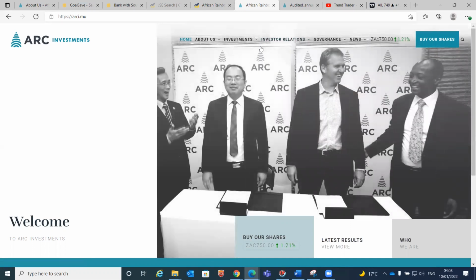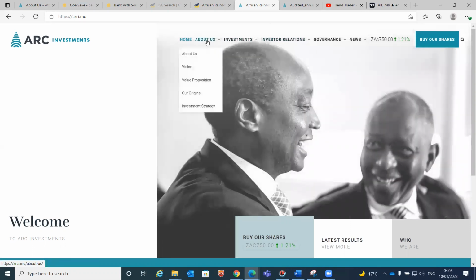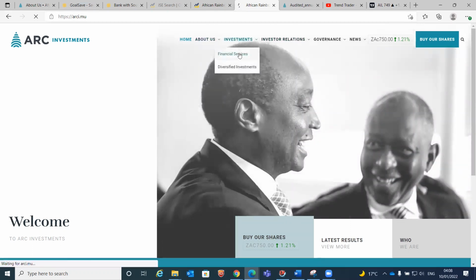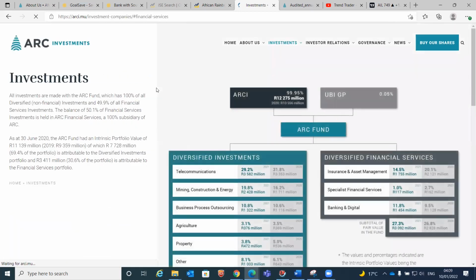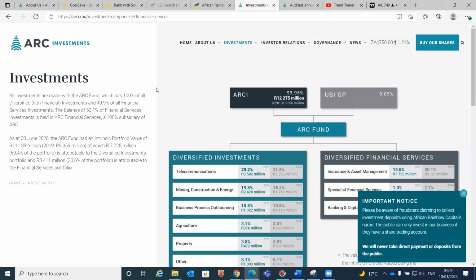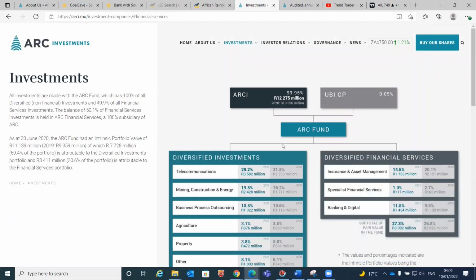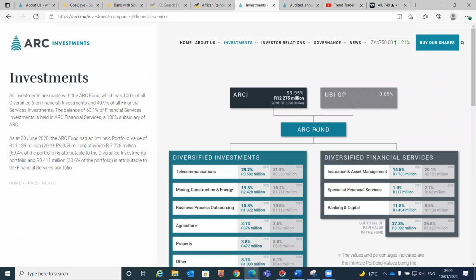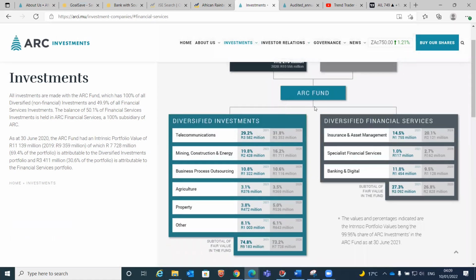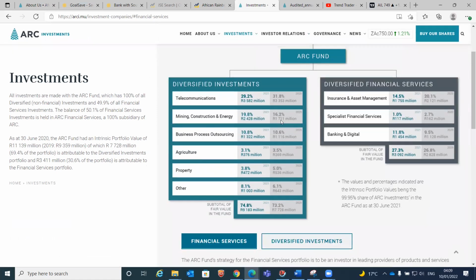So like I said, ARC is a diversified investment company. I just want us to see what kind of investment they are making, or the investment that they hold in addition to TymeBank. If you look at the structure, African Rainbow Capital Investment is a bit complex, but we are looking at the ARC fund, which is the entity or subsidiary of African Rainbow Capital Investment. In that fund, there are different kinds of investment.